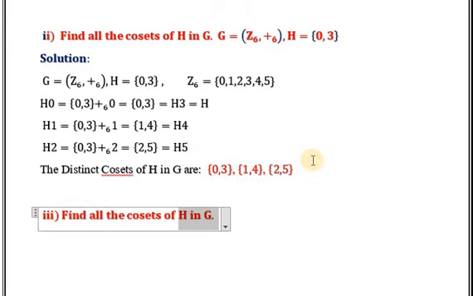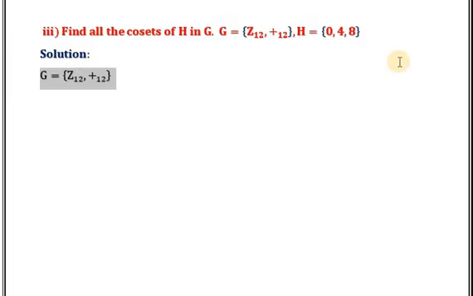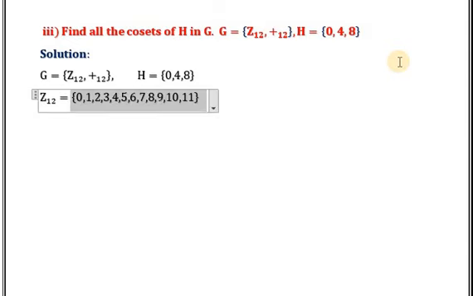One more problem we will work out. Find all cosets of H in G, where G is Z12 under addition modulo 12 and H is equal to {0, 4, 8}. So far we have worked out only with two-element sets, so now let us take a 3-element set. Now let me write the residue set of Z12, that is 0 to 11. Z12 means 0, 1, 2, 3, up to 11. So there are 12 elements, starting with 0 and ending with 11.